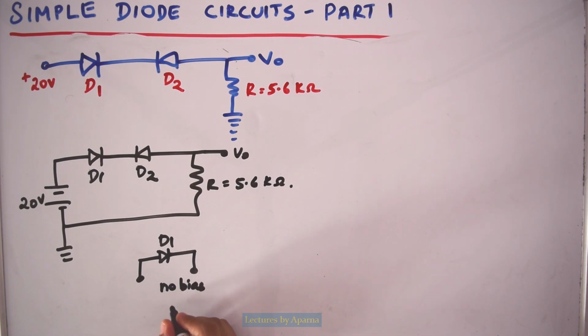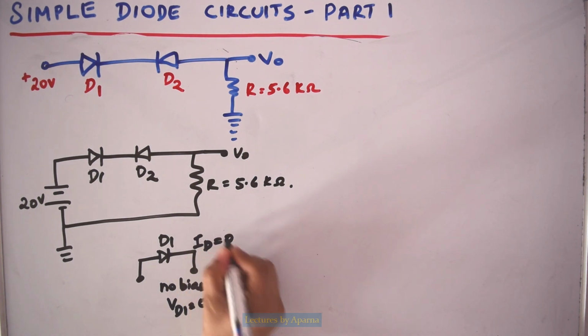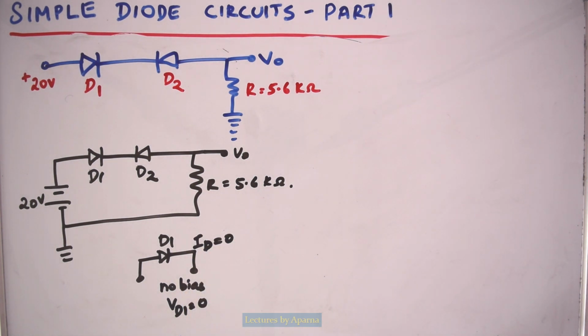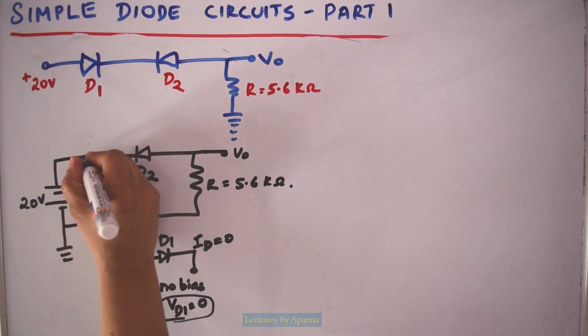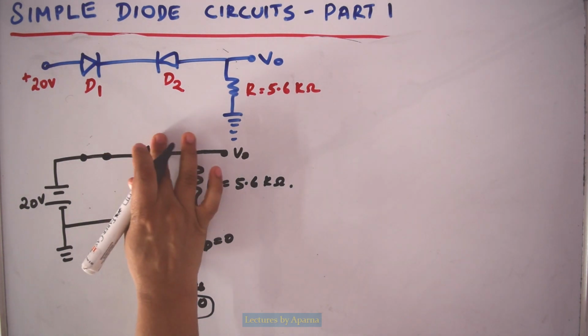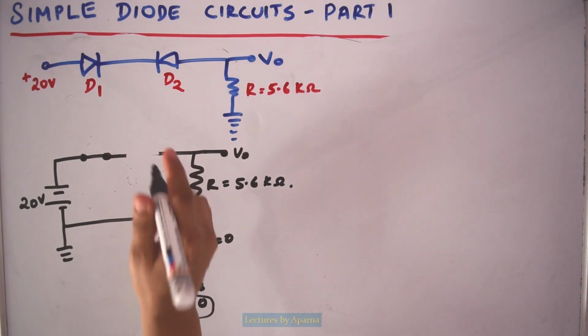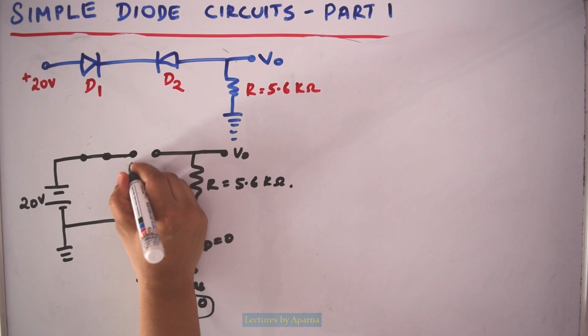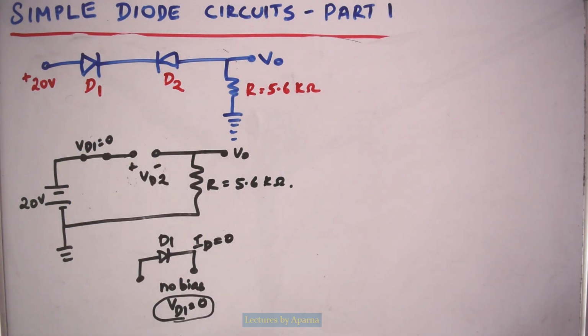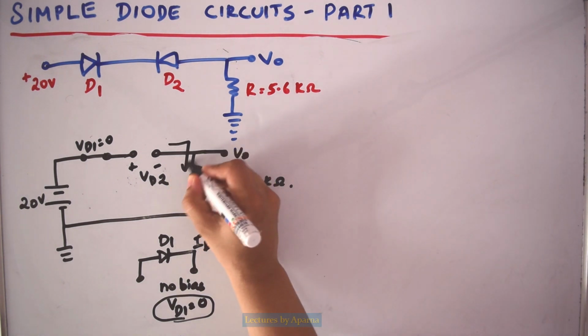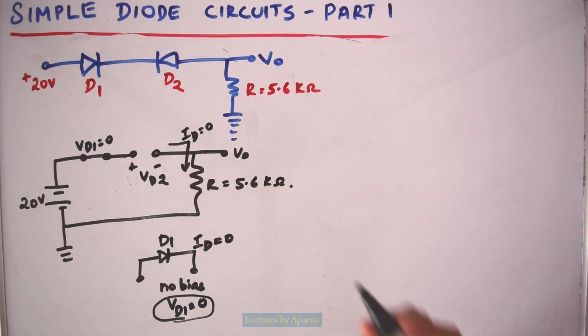In the no bias situation, the voltage across the diode VD1 is 0 and also the current ID will be equal to 0. VD equal to 0 means this diode can be replaced by a short circuit. So I am replacing diode D1 by a short circuit and diode D2 by an open circuit. So this is VD2 and VD1 is equal to 0. Of course, the current ID is equal to 0.